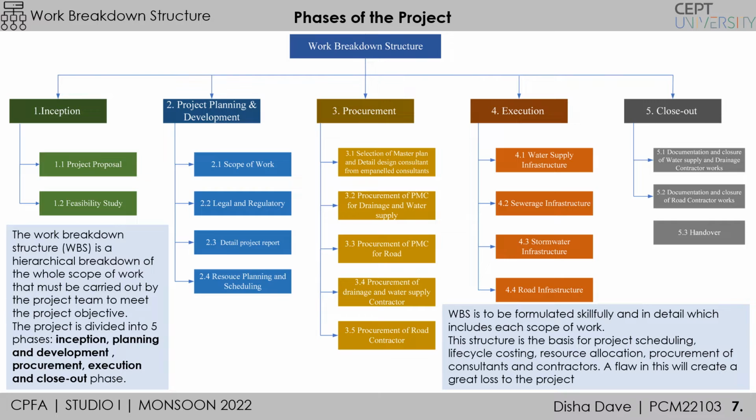As there are four infrastructures, there are four major deliverables which we can see under the execution stage, which is for the water supply infrastructure, sewerage infrastructure, stormwater infrastructure, and road infrastructure. Majorly, the closeout stage defines and mentions the handover process and the documentation of the completed work done, particularly in the village.